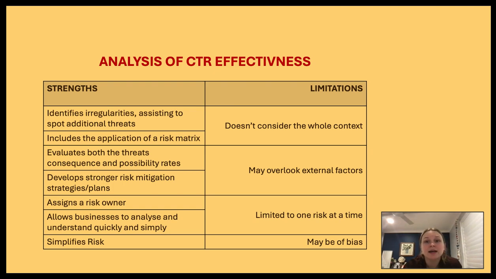However, the CTR is very capable of identifying irregularities and assisting to spot additional threats such as escalations, evaluates consequences and their possibilities, and can develop strong risk mitigation plans for the evaluation of the original risk versus the escalation. It also simplifies the risk, allowing for a quick read and the threat to be assigned to an owner and for the action plan to take place in a timely manner.